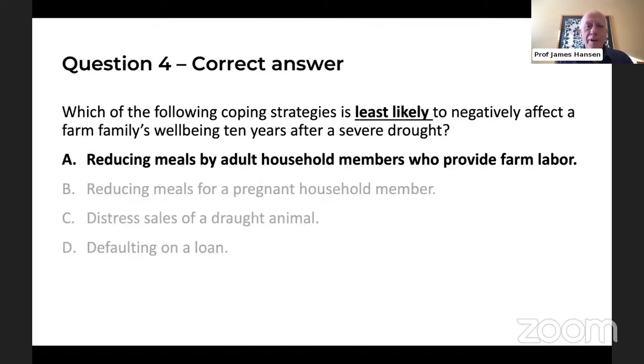If adult family members reduce their food consumption, it can cause hardship and health problems in the short term, but they will recover after the next harvest. But if a woman who's pregnant reduces her food consumption, it may affect the baby's physical and mental health and ability to earn an income all through life.